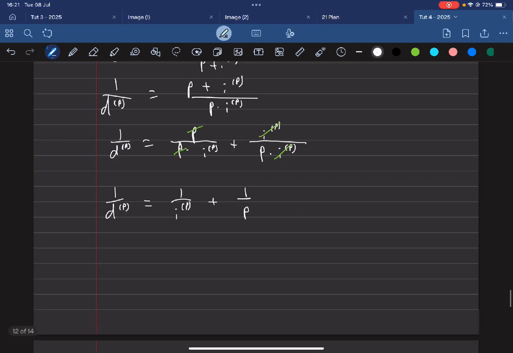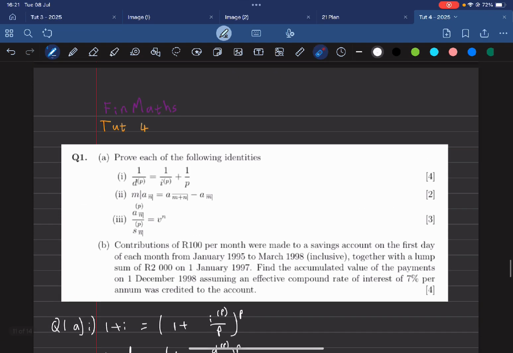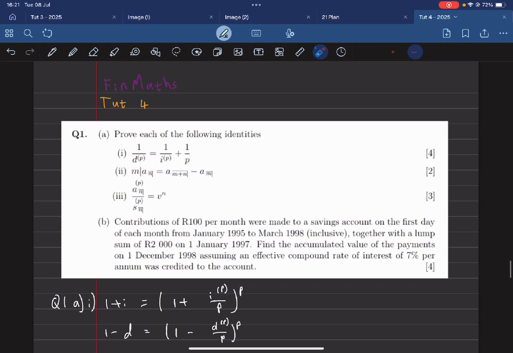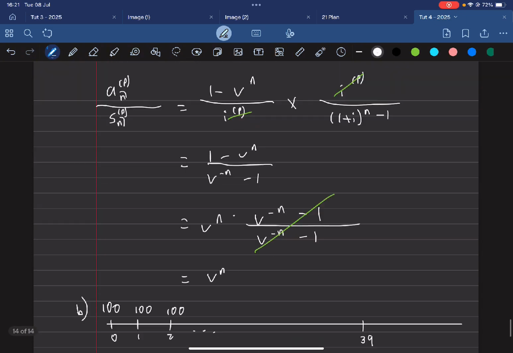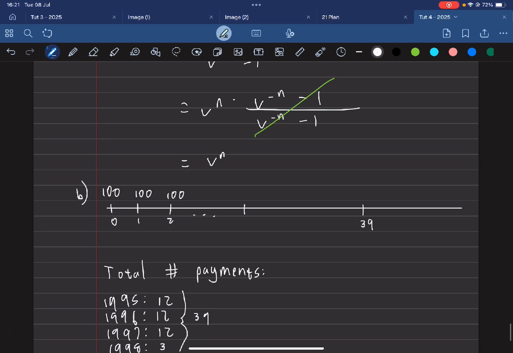Okay. And then it also says something about a lump sum. Let's read that. It says, together with a lump sum of 2,000 Rand on the 1st of January 1997. So let's think about what point that would be. The whole of 1995, so that's 12, plus the whole of 1996, which is another 12. So it's at time 24, because it's after 2 years. Then at time 24, we're going to have this lump sum of 2,000. We're also going to have our 100. Okay, but that's just different to everything else.